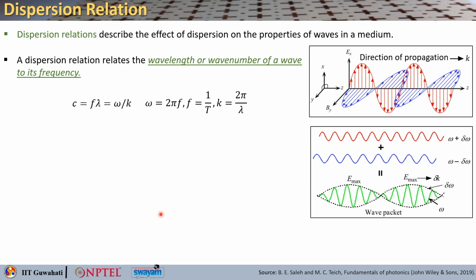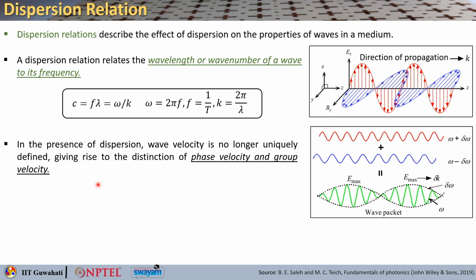Now let us look into the dispersion relation. The dispersion relation describes the effect of dispersion on the properties of waves in a medium. When I say dispersion relation, it is basically the omega-k relationship. That means the relationship of the wavelength or wave number of a wave to its frequency. Normally we know that c equals f lambda, that is omega by k. Omega you can write as 2 pi f, where f is 1 by the time period, and k is 2 pi by lambda.